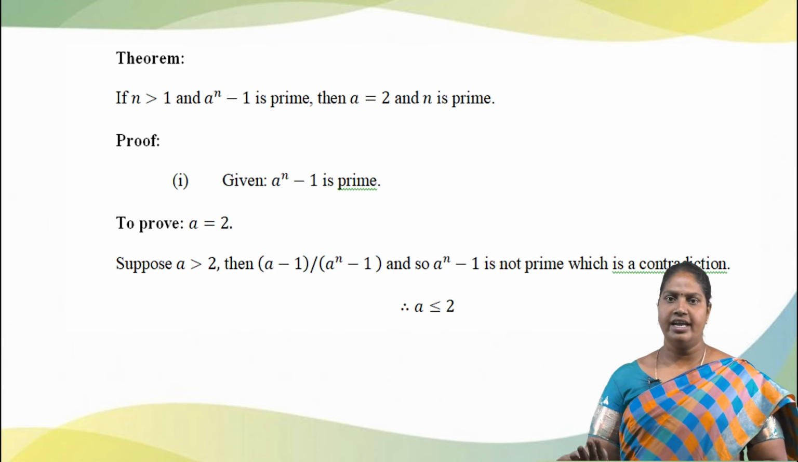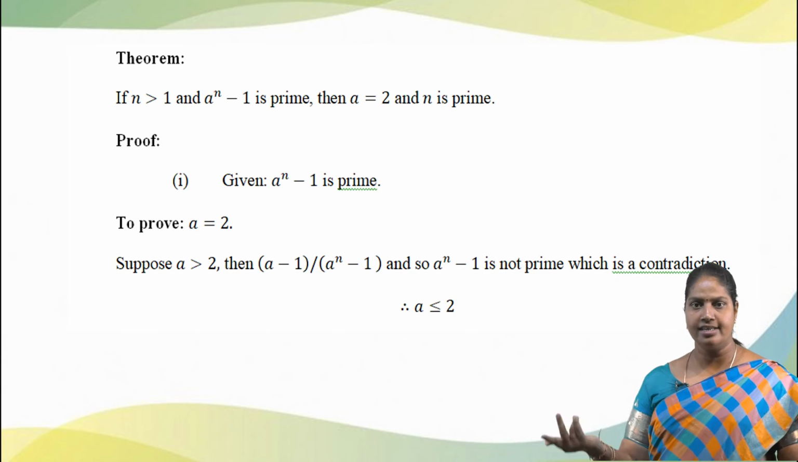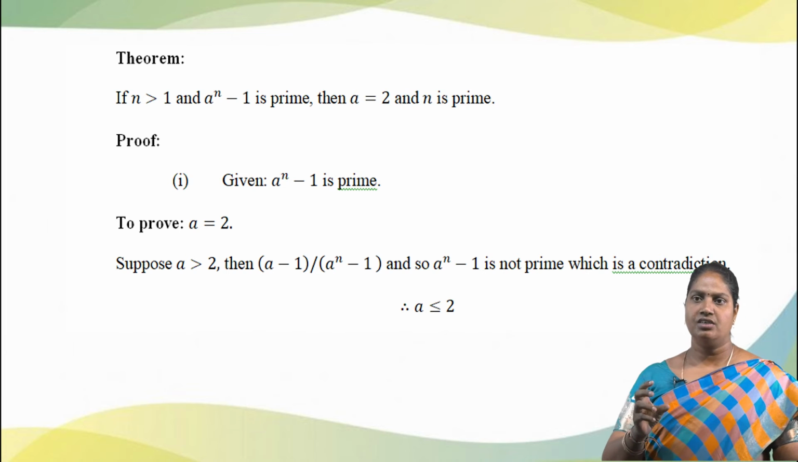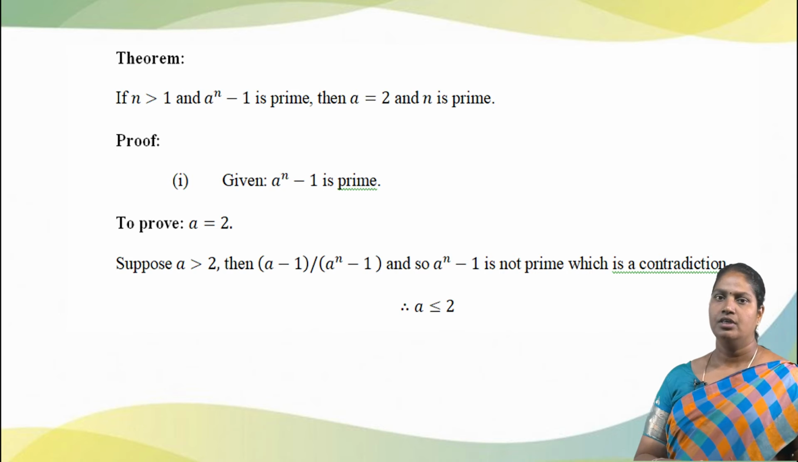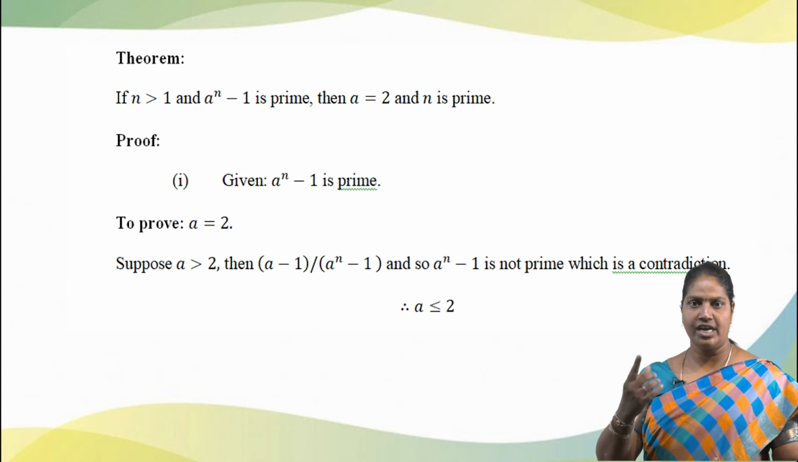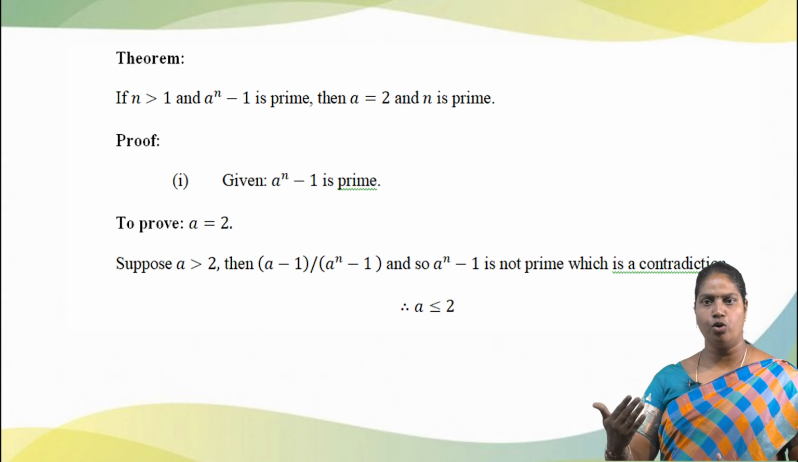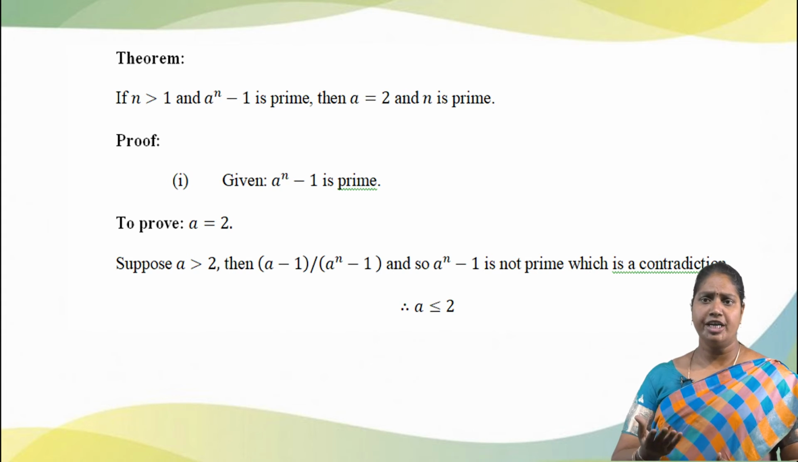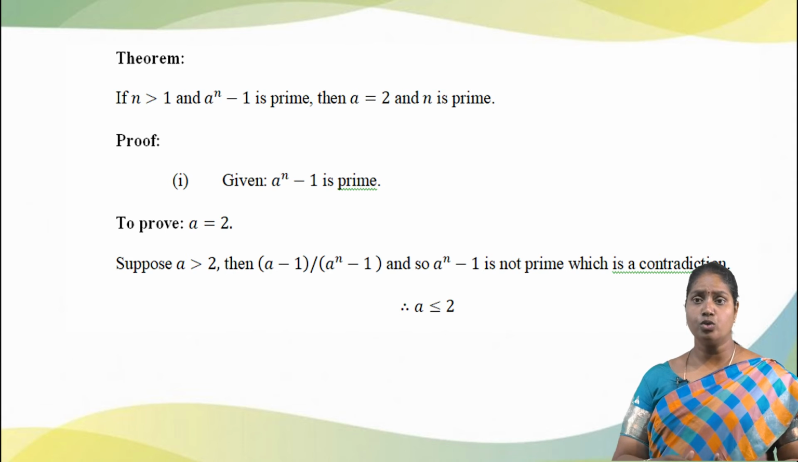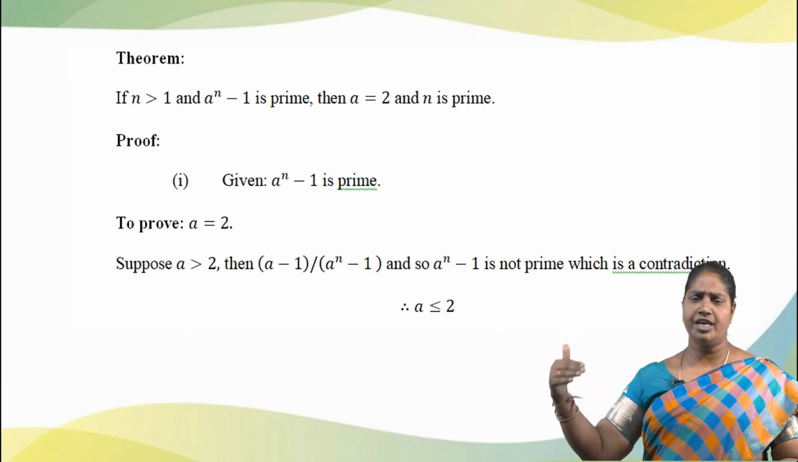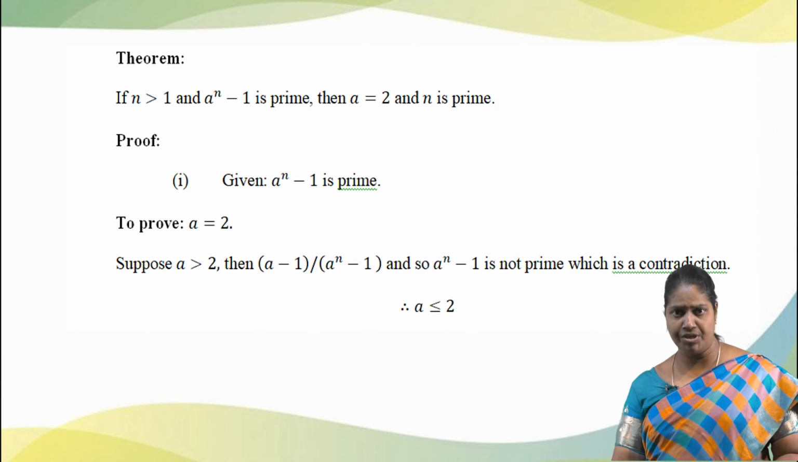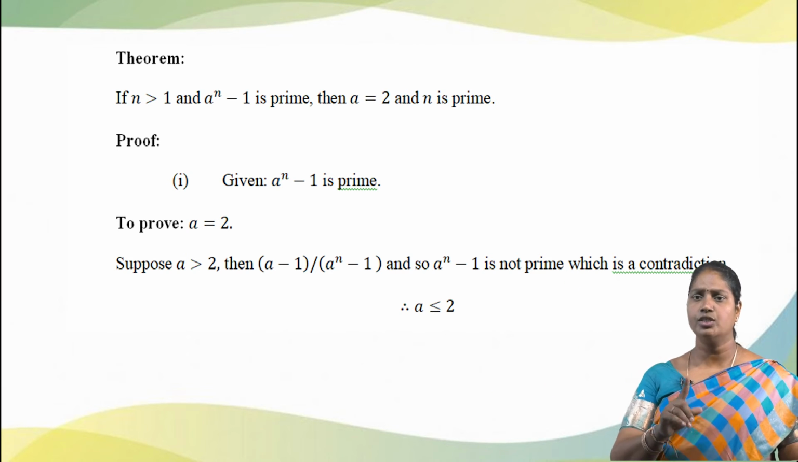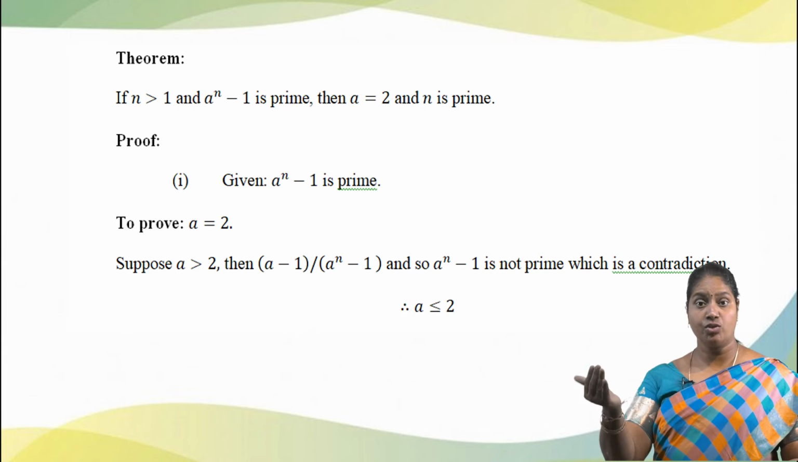then a equals 2 and n is a prime. Proof: first we have to prove two results, that is, one, a equals 2, and another, n is prime. So first we are going to prove that a equals 2. Suppose a is greater than 2. Then a minus 1 will definitely be greater than 1, and by the binomial expansion, a to the power n minus 1 can be written as a minus 1 into a to the power n minus 1 plus and so on. So it can be written as a product of two numbers, and a minus 1 is one of the factors. So it is a divisor of a to the power n minus 1, which is greater than 1.